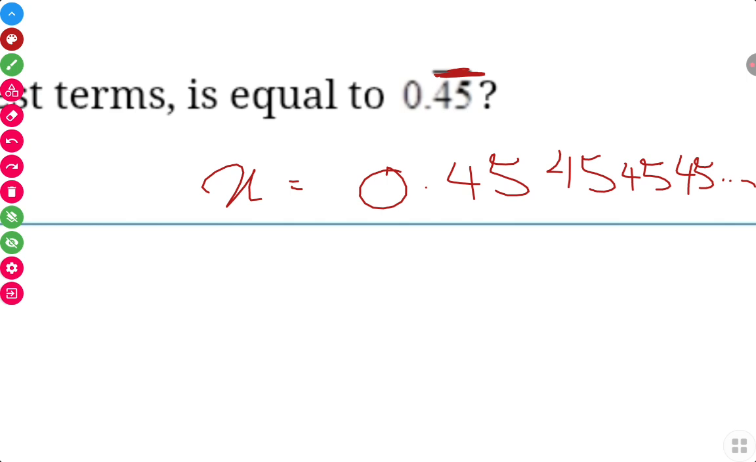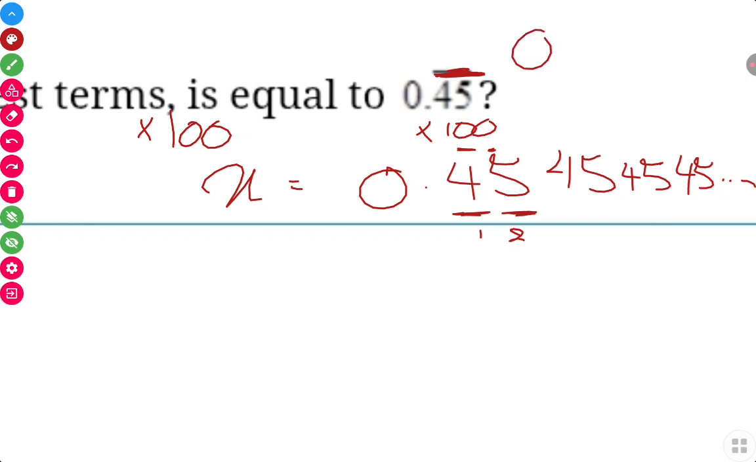The second step is to multiply it. You can either multiply it by 10 or 100. The number of digits repeating should be equal to the number of zeros you're multiplying by. So we have 2 digits that are repeating, 4 and 5, which means 2 zeros. You multiply it by 100, which has 2 zeros. So 2 digits repeating, so multiply by 2 zeros.